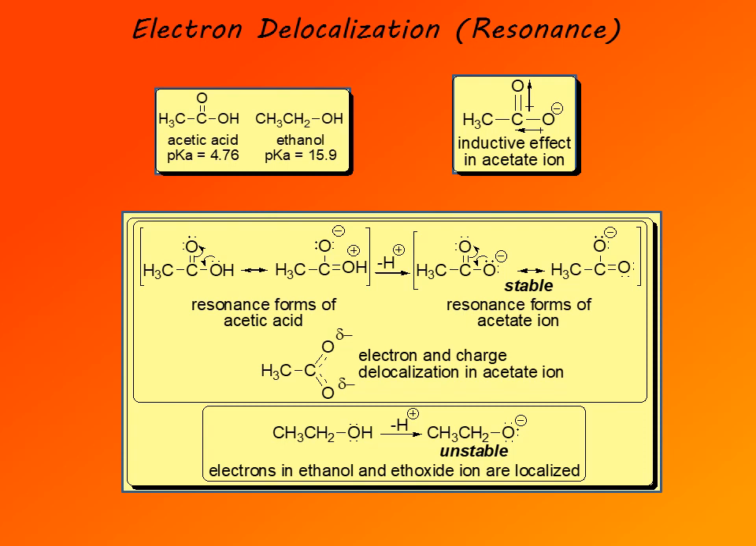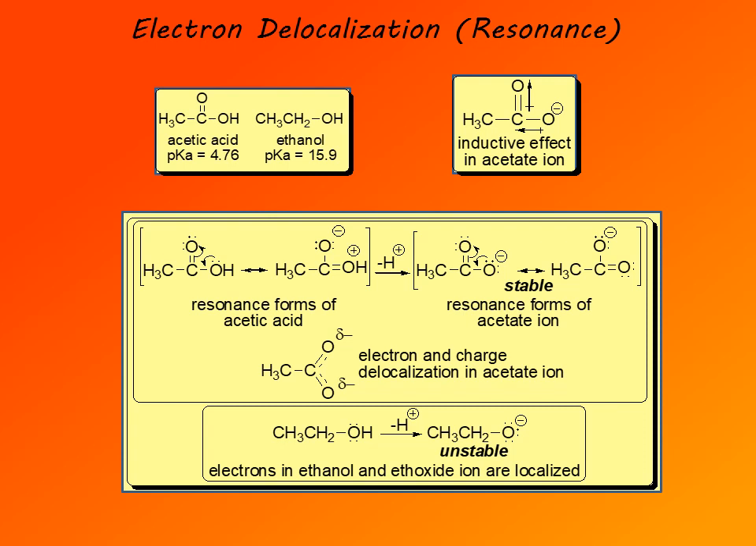Each oxygen actually carries half the negative charge, and each carbon-oxygen bond is effectively half a double bond, so 1.5 bond. That makes acetate anion very stable because charge is delocalized and electrons are delocalized. That minimizes electrostatic repulsion and makes resulting anion very stable. And when resulting anion is stabilized through electron delocalization or resonance, then starting acid is much stronger acid than in the absence of resonance.